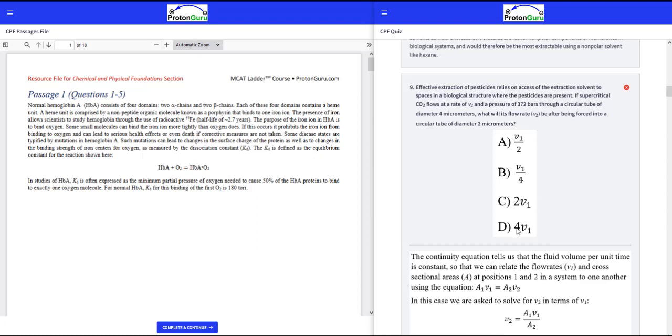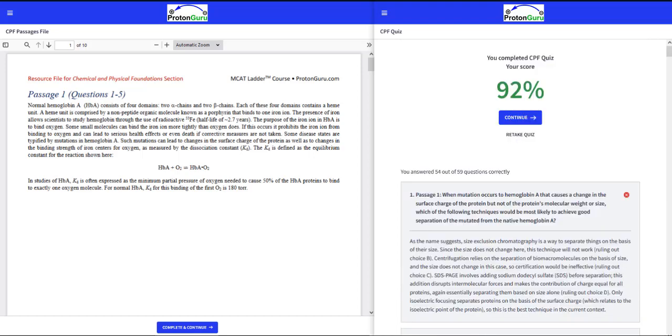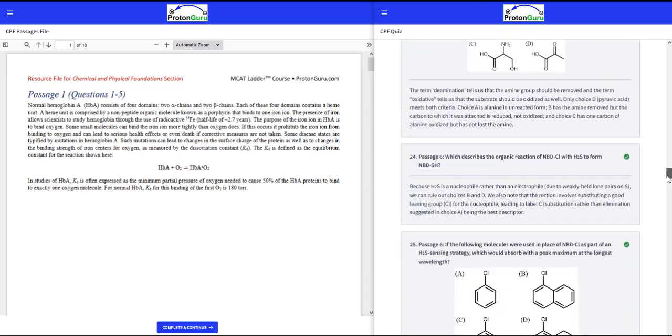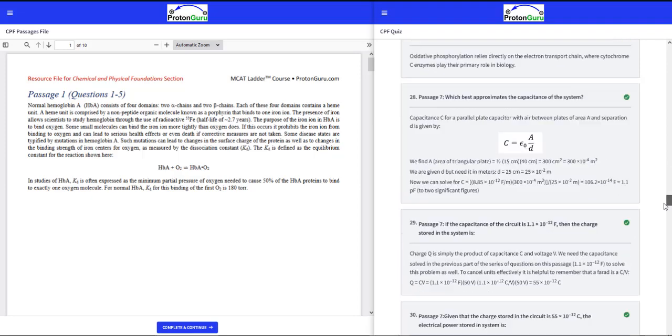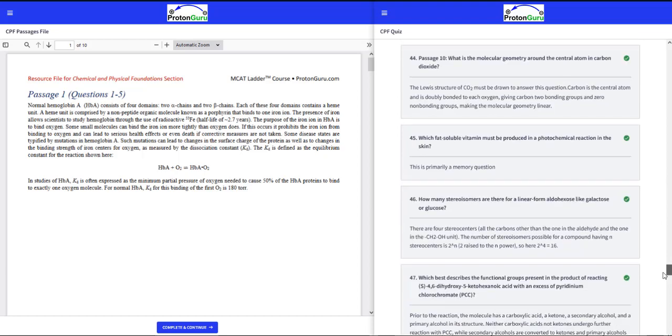Remember, we actually got 4 V1 when we did this one, but I went back and changed the answer, so I got this wrong. What would I have had to do? And it shows us the math. Once you get down to the end where you don't have passages anymore, you can close up the passages if you'd like and just look at the questions and review these standalone questions as well.